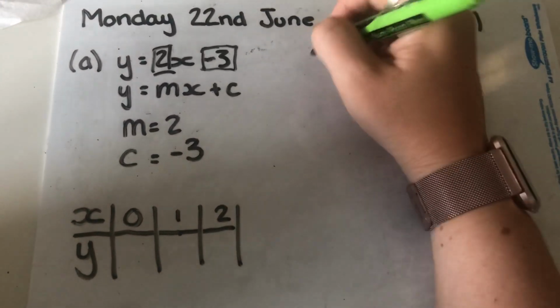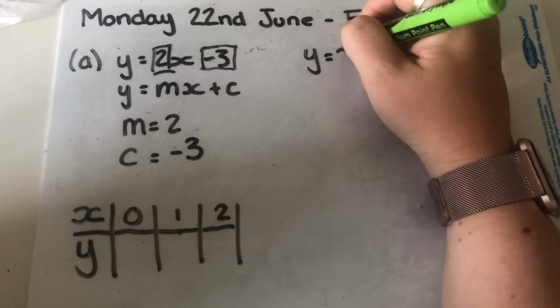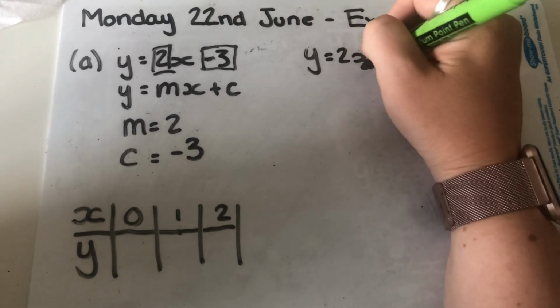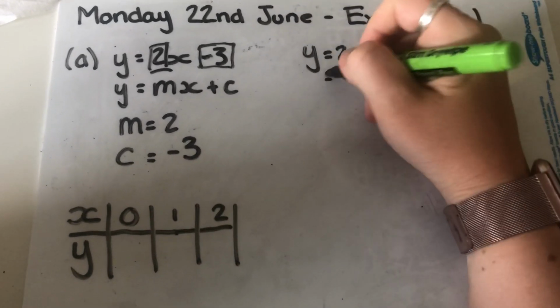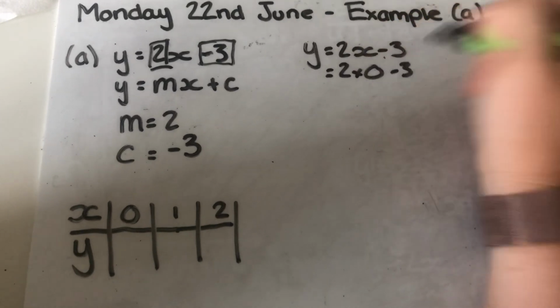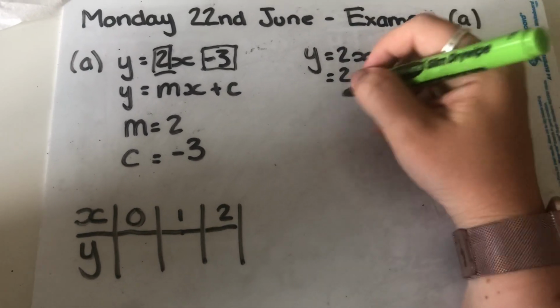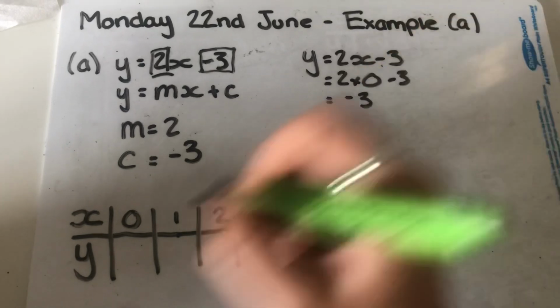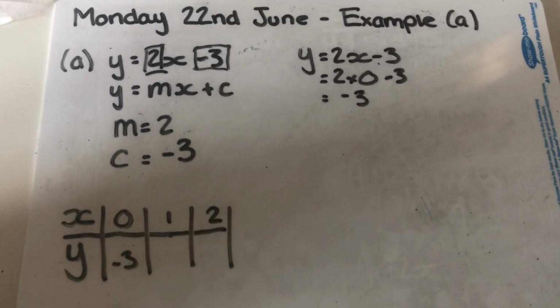So first of all, if I've got y is equal to 2x minus 3 and I'm putting 0 in place of x, that's going to become 0 minus 3, which is negative 3. So that's my first point.